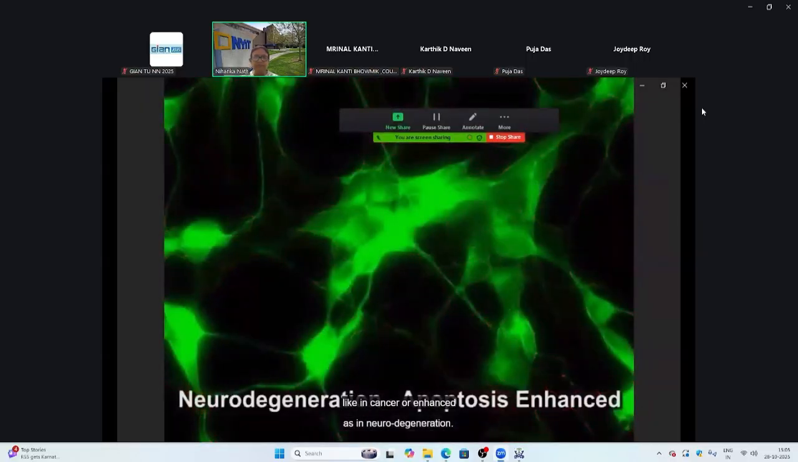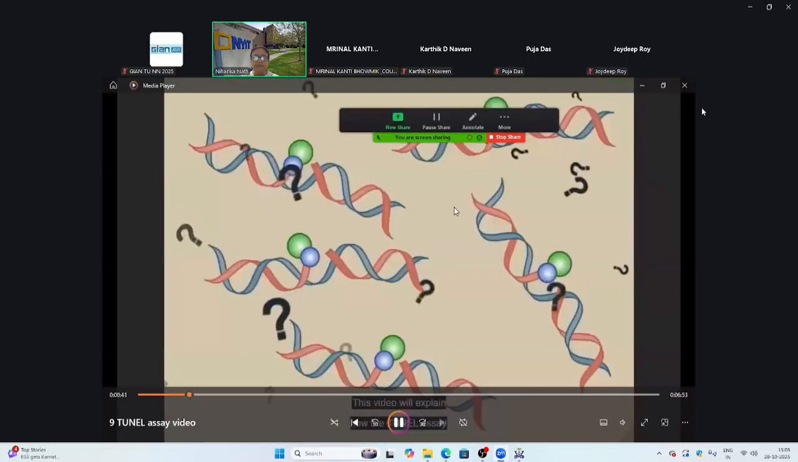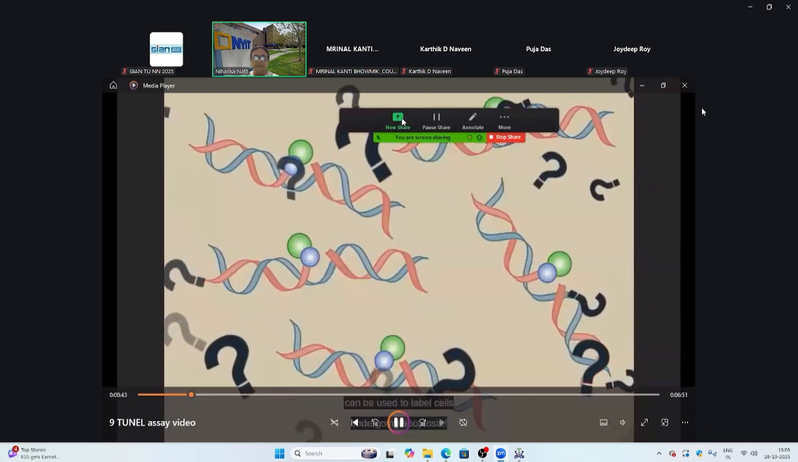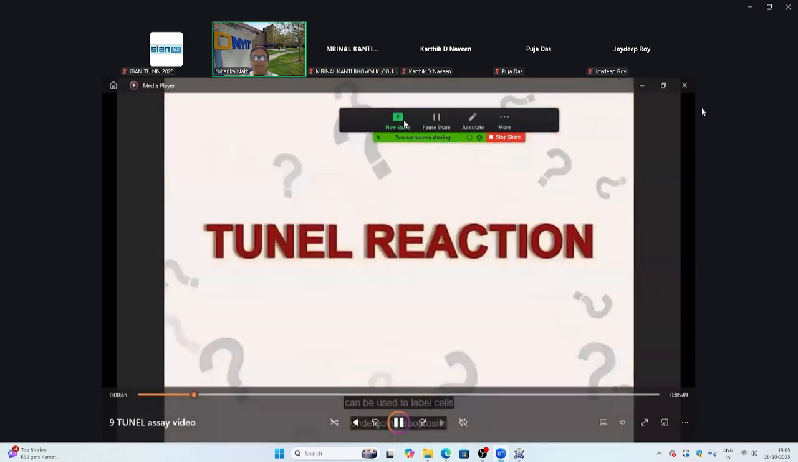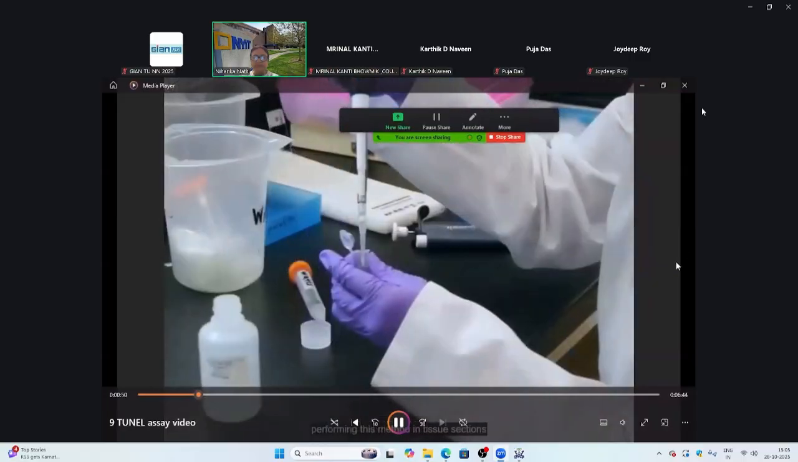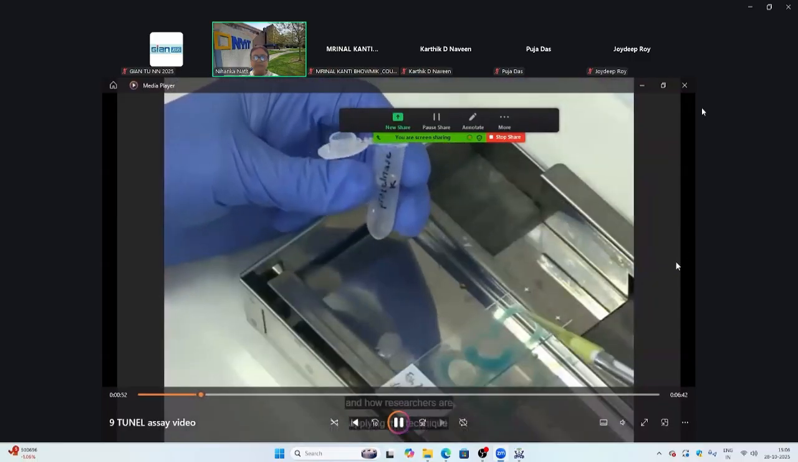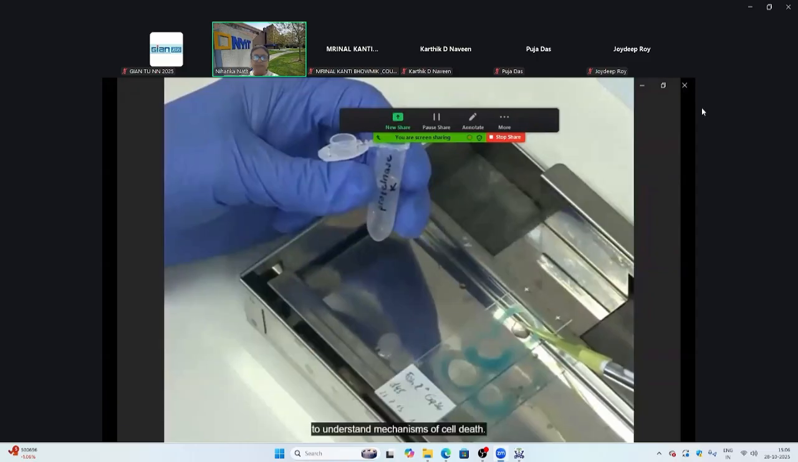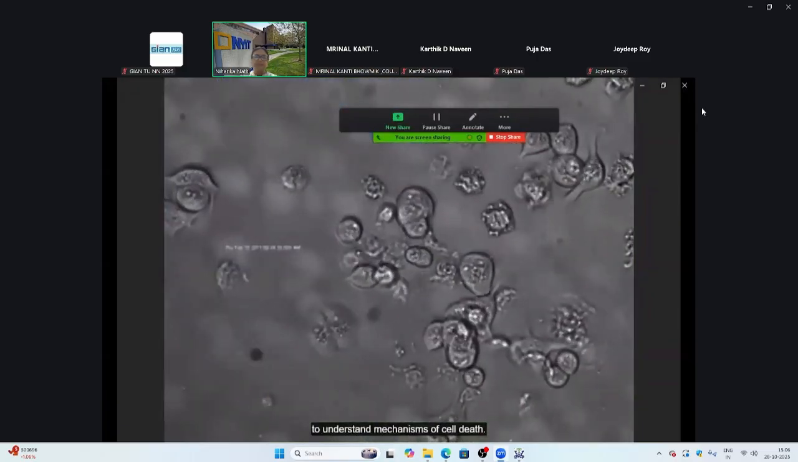enhanced, as in neurodegeneration. This video will explain how the TUNEL assay can be used to label cells undergoing apoptosis, a step-by-step protocol for performing this method in tissue sections, and how researchers are applying this technique to understand mechanisms of cell death.